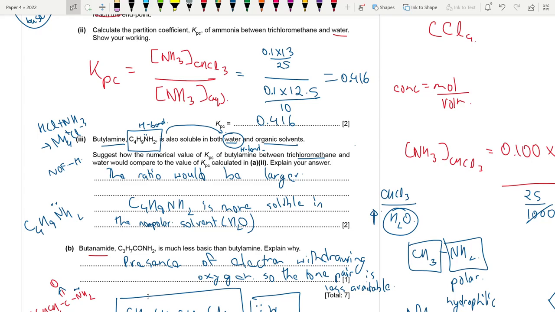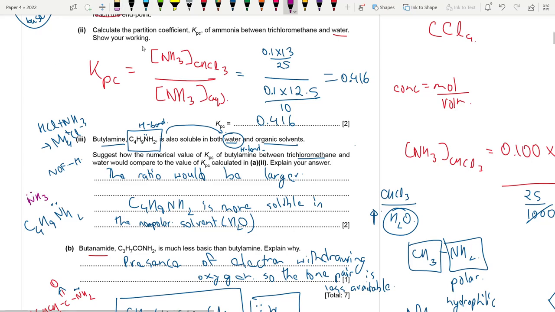We need to compare the new value, like if we dissolve butylamine in both the solvents, suggest how the numerical value of KPC of butylamine between trichloromethane and water would compare to the value of KPC calculated in A2. So we just need to think about polarity. Polar solids dissolve in polar solvents. So think about ammonia, right? Think about ammonia and butylamine.